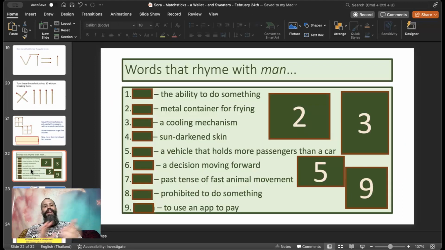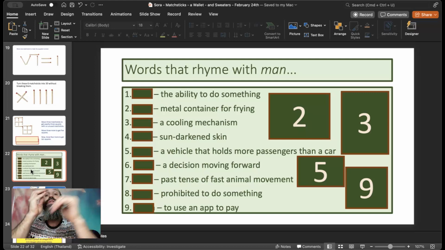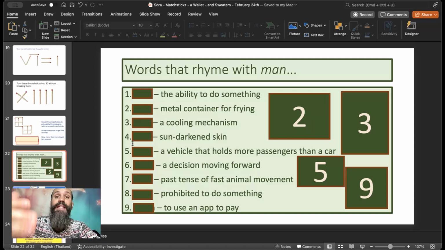Again, rhyming. Funny, this one can be difficult for some of my students, even though most of these are easy words. Some of them are not, though. So we're rhyming with the word man. Remember, it's going to end at least in the sound of an. In this case, the spelling also is an. So words that rhyme with man.